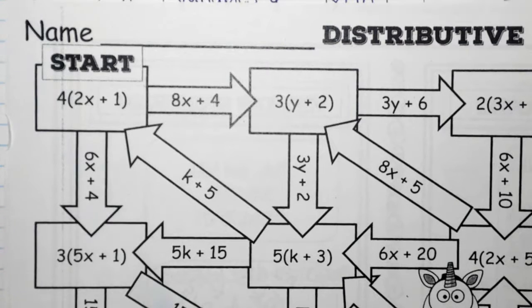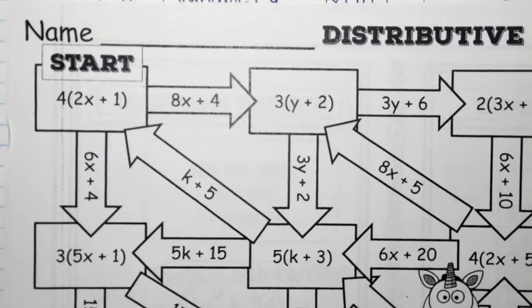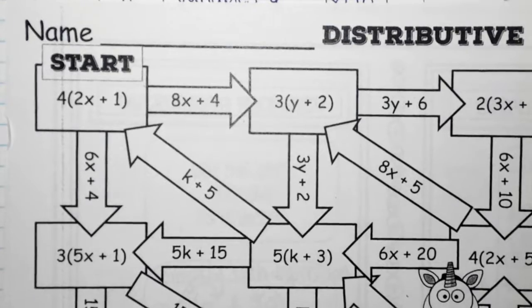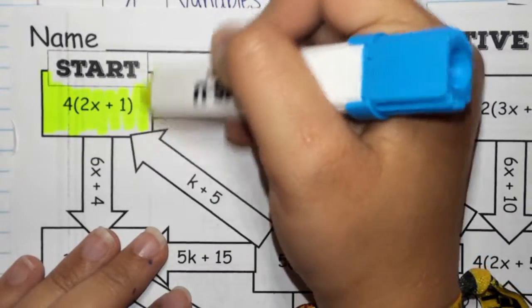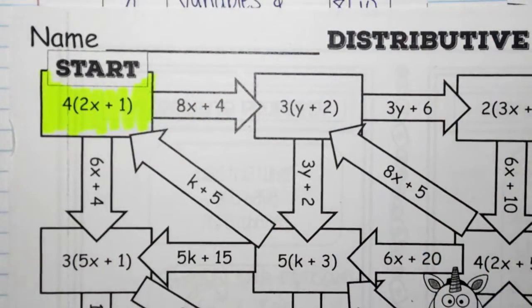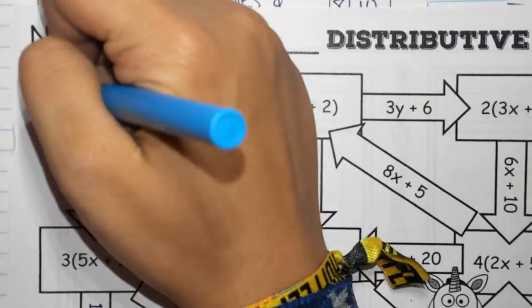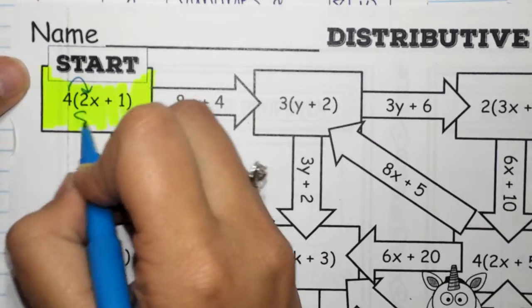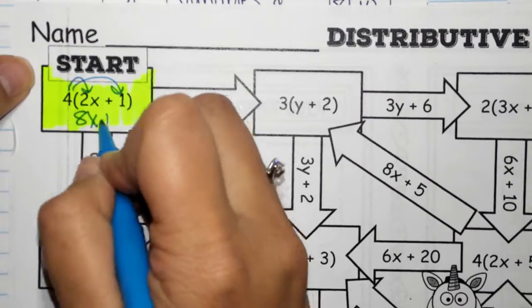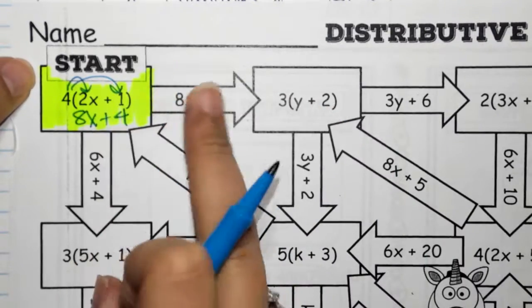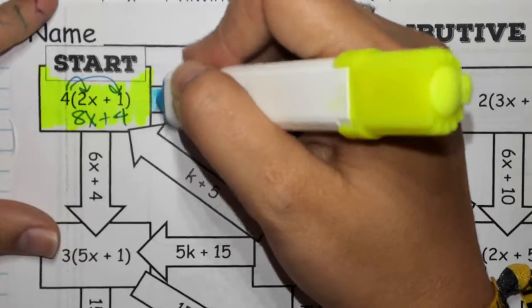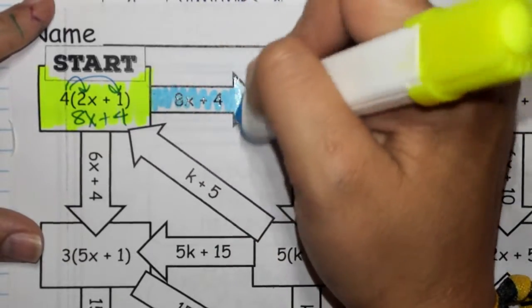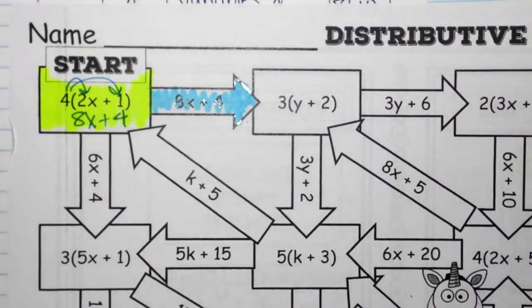Now let's talk about how a maze works, because apparently I have to explain these things. You would be surprised at the things I have to explain. So we're going to start here, and we're going to use the distributive property. That means 4 times 2x, which is 8x, and 4 times 1, which is 4. Does that answer make you go right or down? Right. So I'm going to color in the direction that I go, and work out the next one.